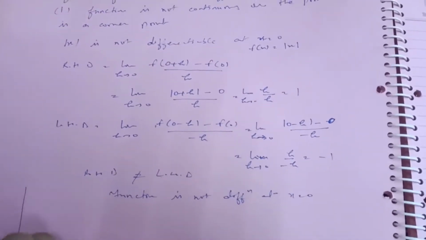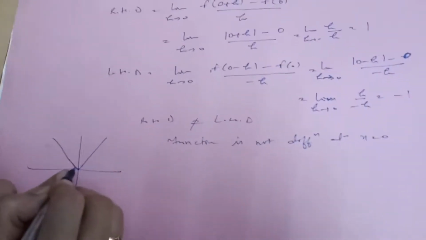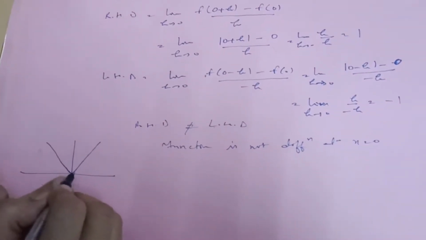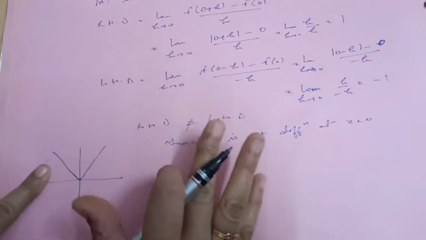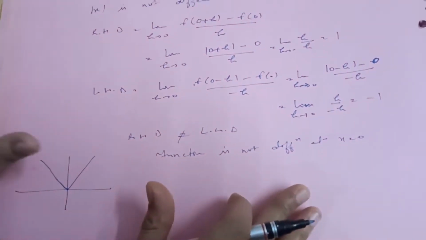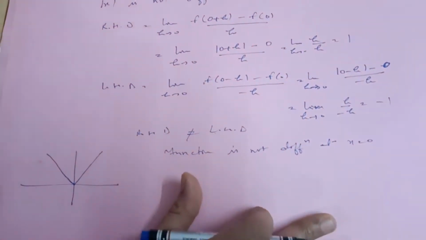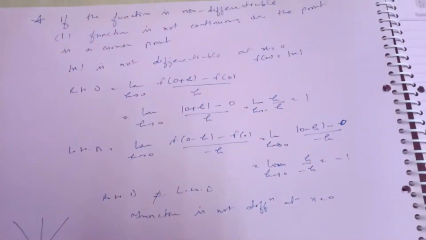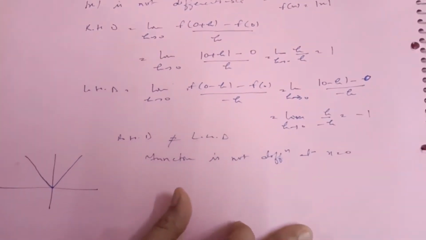And you can see through the graph also how the mod x graph looks. How are you going to draw a tangent here? This is a corner point. Left and right hand derivatives will not come equal. So function is continuous but not differentiable. But if the function is differentiable, it must be continuous. Okay, so go through this theory part. Then one more video I will be giving you for the algebra of derivatives. Thank you, students.